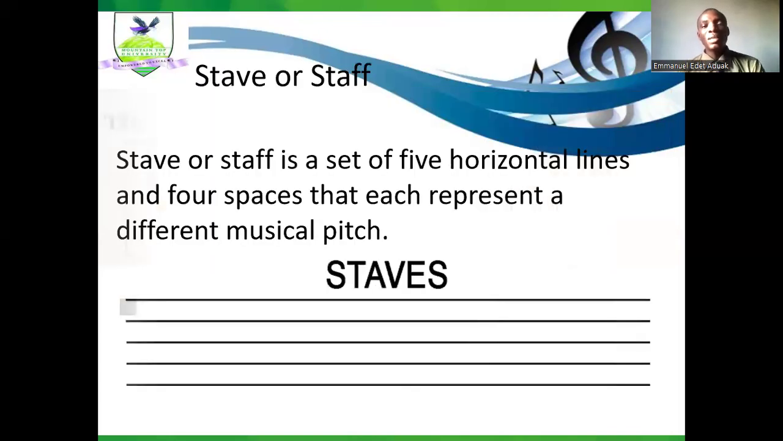Now, let's look at stave or staff. What is a stave or staff? A stave or staff is a set of 5 horizontal lines and 4 spaces that each represent a different musical pitch. And as you can see, if you count the lines there are 5 lines and there are 4 spaces.